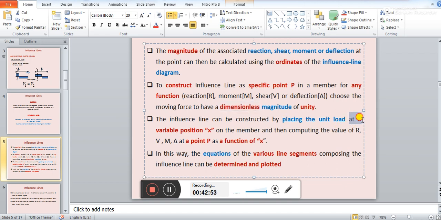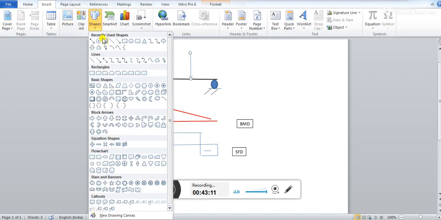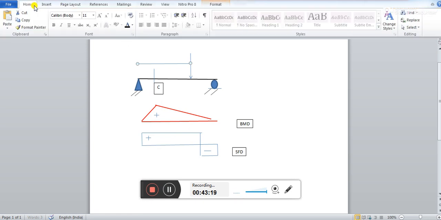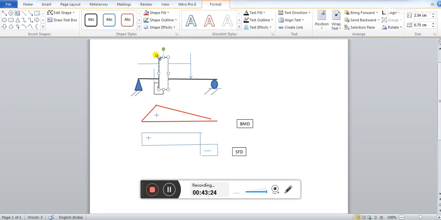You put it at a variable position x, because you will have to put it at a variable position. Sometimes this unit load will be here, sometimes here, sometimes here. So you will have to put this unit load at a variable position. That means from any one end you will have to put the load at any distance, let's say at x. Are you getting it? So at any distance x you will have to place this load.